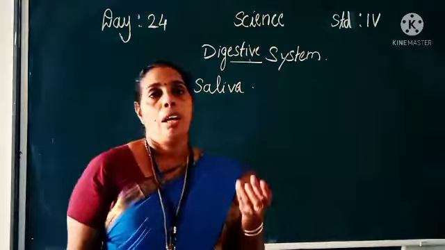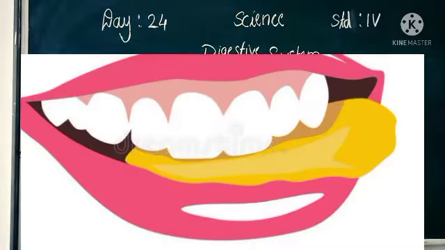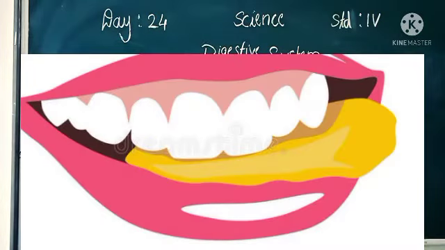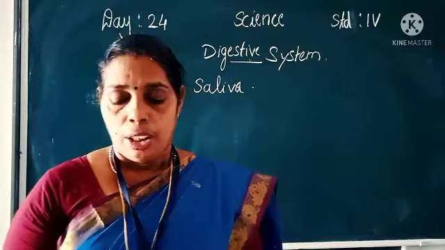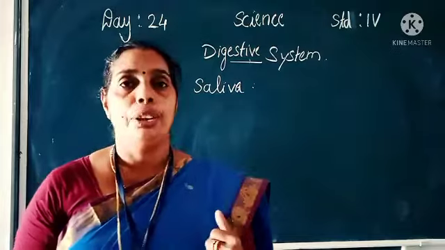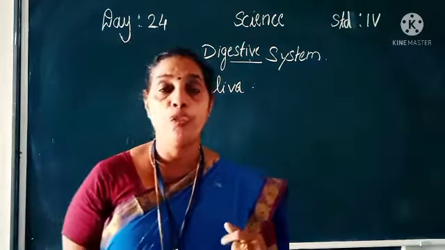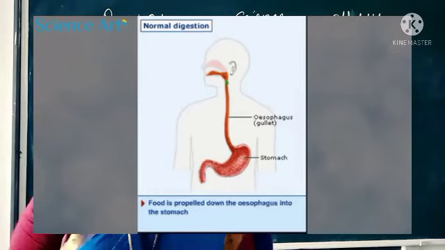First, we put food in the mouth and chew it with the teeth. Our mouth gives one juice. That juice is called saliva. What is the meaning of saliva? Then second step, the swallowed food passes through the food pipe to the stomach.